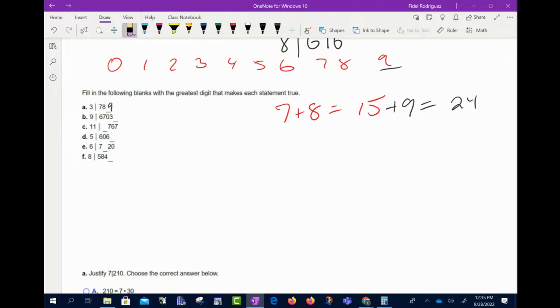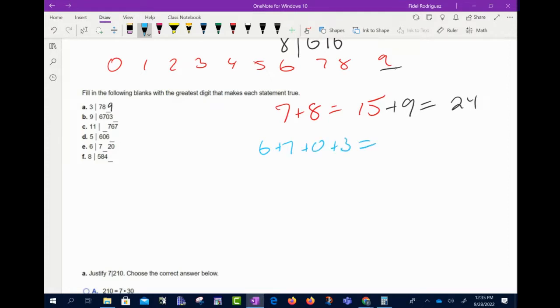Now, let me look at part B. Okay. Part B says 6,700, it's actually 67,003 because then there's a blank there. Okay, so look what I'm going to do. I'm going to pick 6 plus 7 plus 0 plus 3.